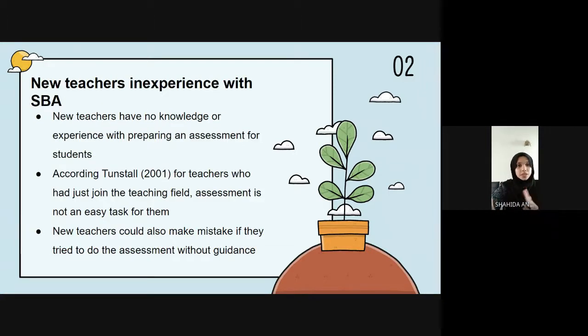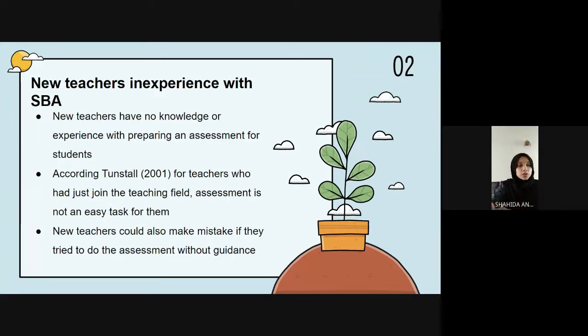The second one is new teachers' inexperience with SBA. Now, new teachers have no knowledge or experience with preparing an assessment for students. They might have learned SBA in their institute or university before, but for assessment, they maybe have to experiment with their friends or colleagues. So they never experience it with students. It's a different kind of experience, so they don't know how to do it properly.